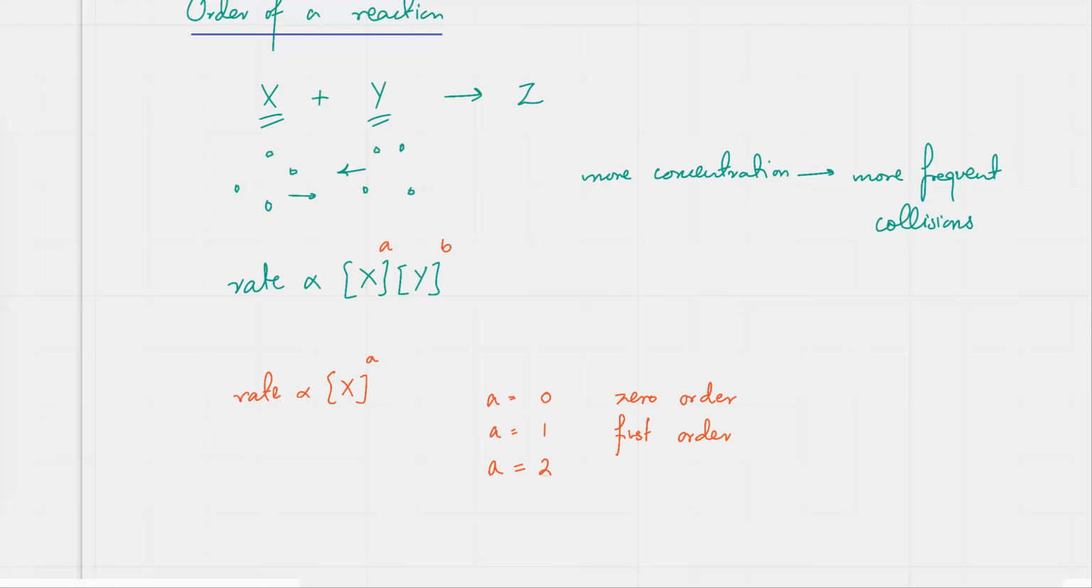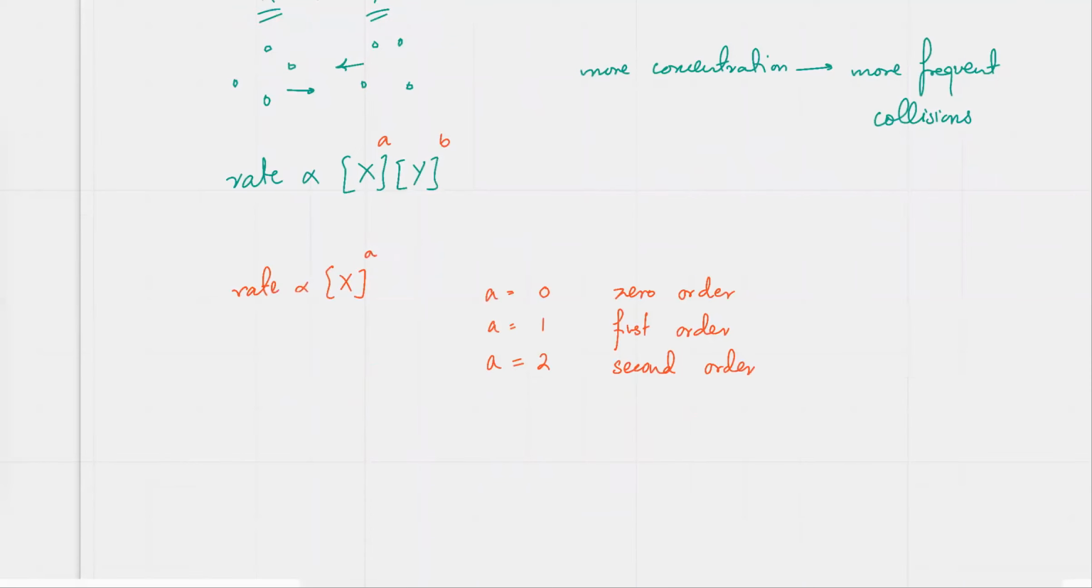And if A is 2, that's known as a second order relationship. So every reactant is going to have an order. Let's talk about zero order first. Like if you have rate dependent on the concentration of X and the power is 0. What a zero order reaction means is that no matter what you do to the concentration of X, you increase it, you decrease it, anything to the power 0 is 1. So that means the rate is going to remain unaffected.